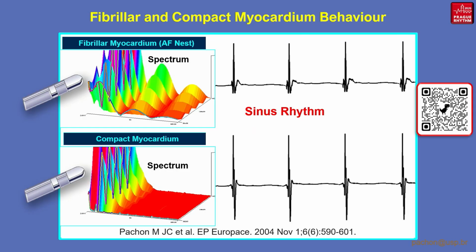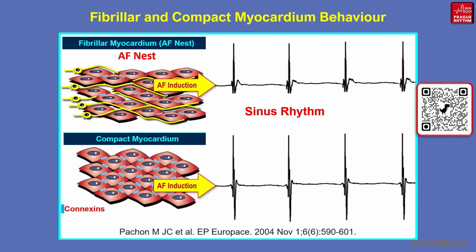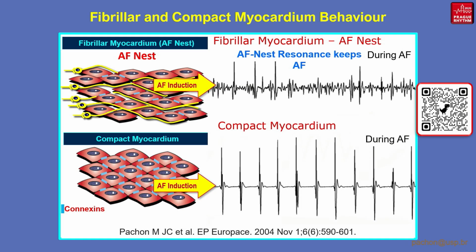Here we can see an atrial fibrillation nest and a compact myocardium. They present similar electrical activity during sinus rhythm. However, during atrial fibrillation, the compact myocardium shows organized electrical activity, while the fibrillar myocardium presents very disorganized, high-frequency electrical activity, and the fibrillar myocardium is related to innervation entry in the atrial wall. It even causes disconnection between cells, and these areas, if ablated, stop the atrial fibrillation.